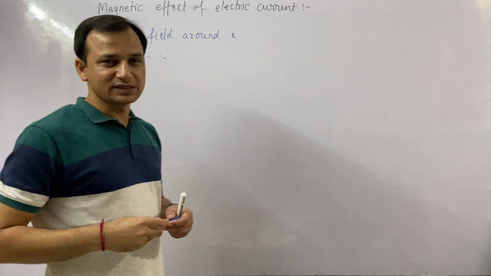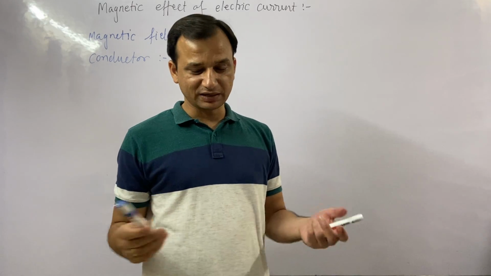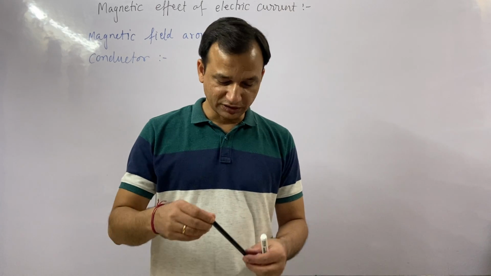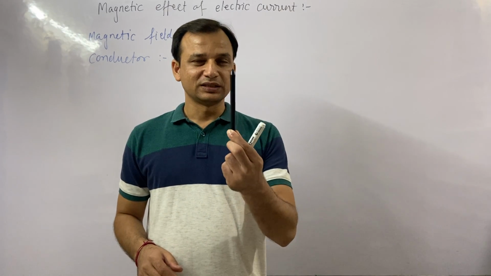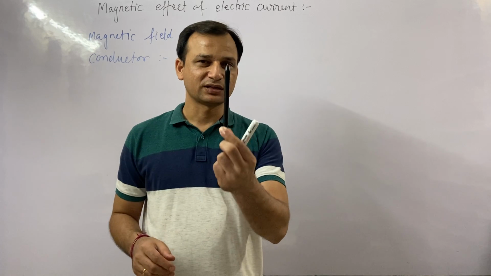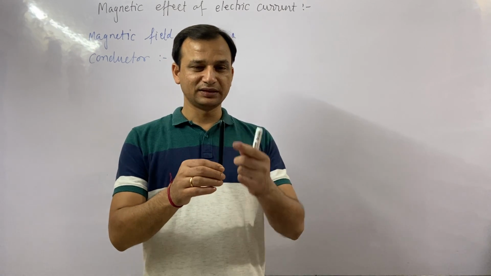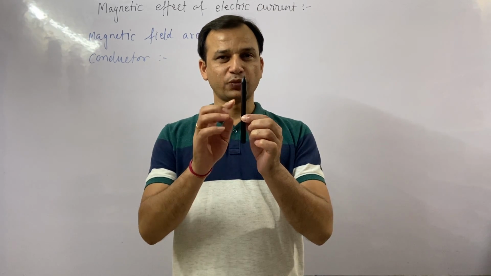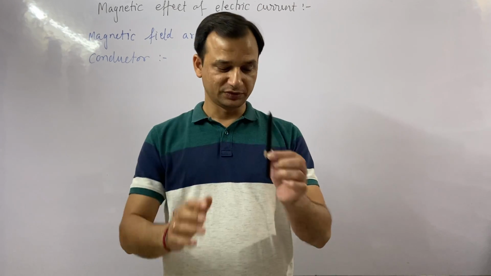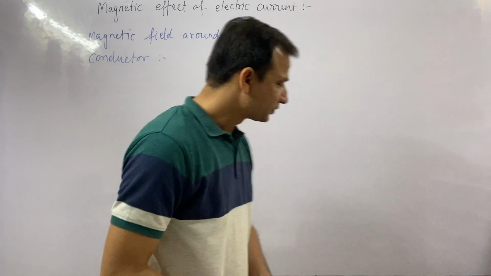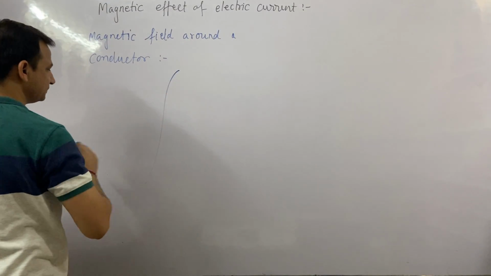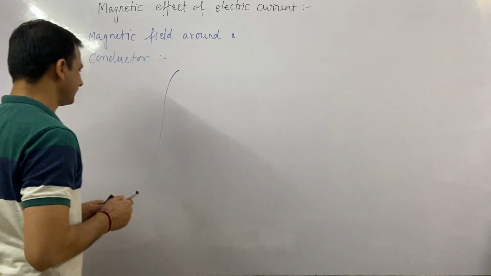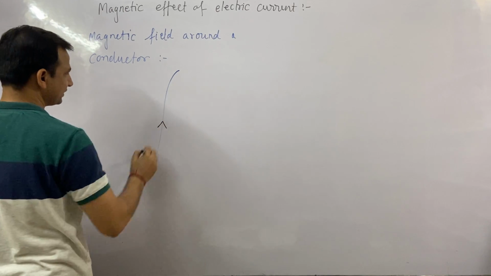So we have already discussed this topic in the class, but again for revision purpose we are doing it. So I will start from the beginning. Imagine this pen is acting as a conductor, and the top of the pen is pointing in the direction of current. So this is a conductor, and this conductor is carrying current in upward direction, something like this.